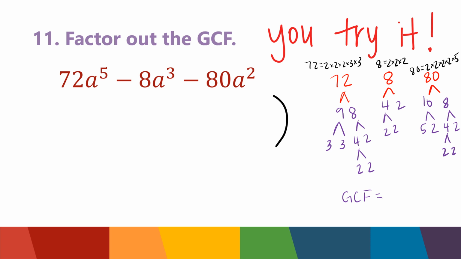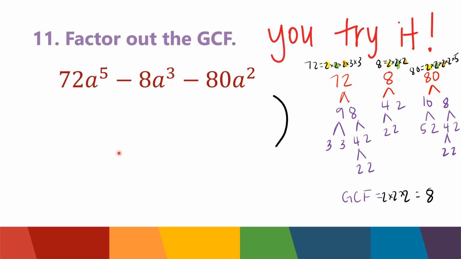All right, so then you say, what do they have in common? Let's check. They've definitely all got a 2. Do they all have another 2? Yes, they do. Do they all have another 2? Yes, they do. Do they have anything else? Nope, that's it. 2 times 2 times 2, which is 8. All right, so pull out an 8.